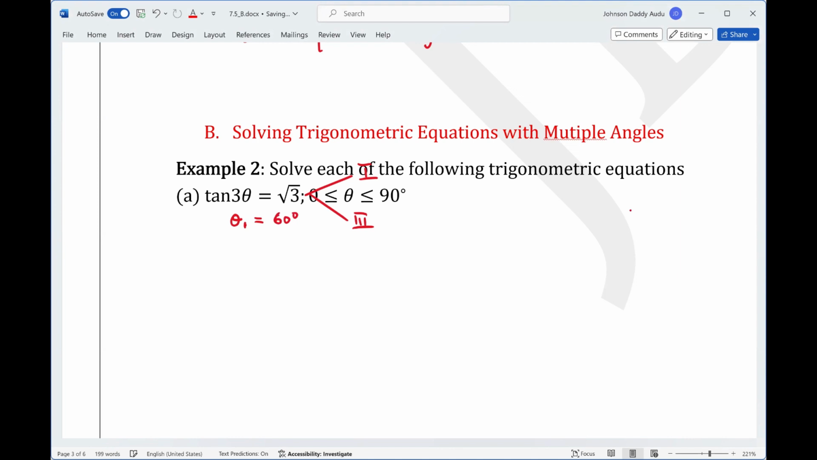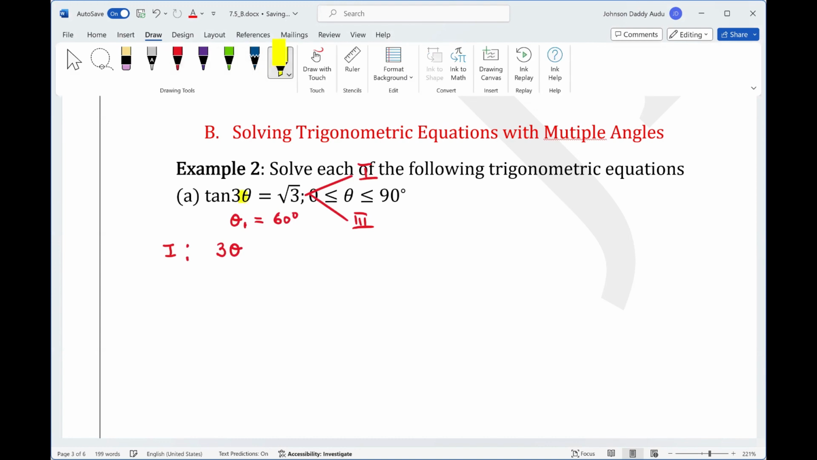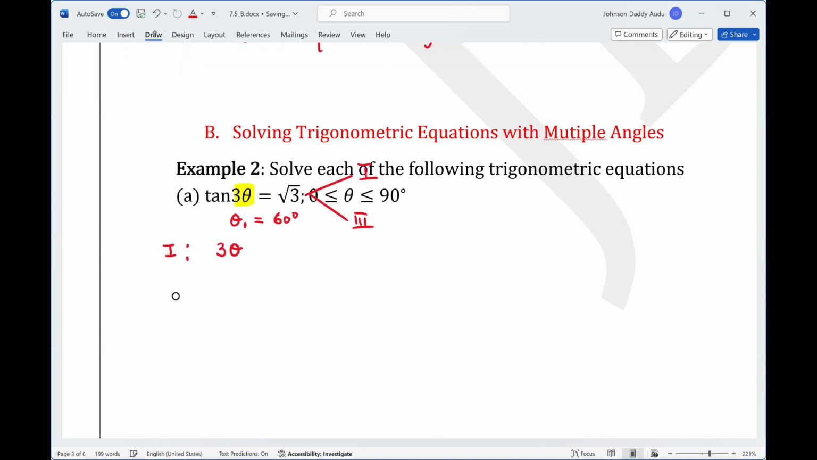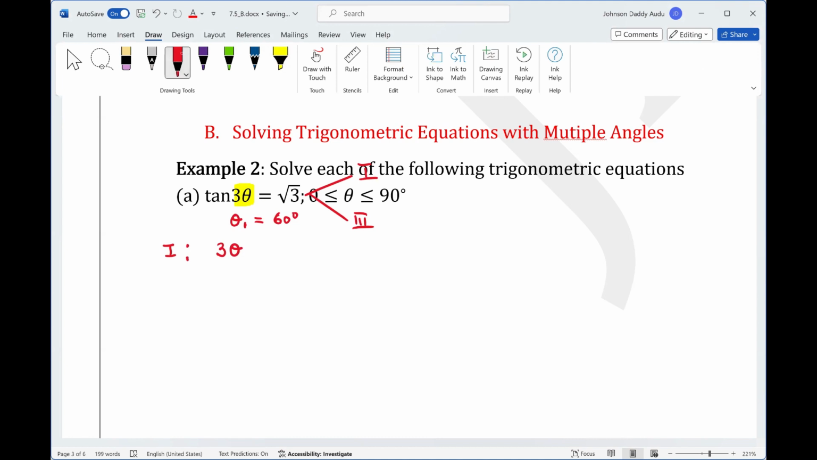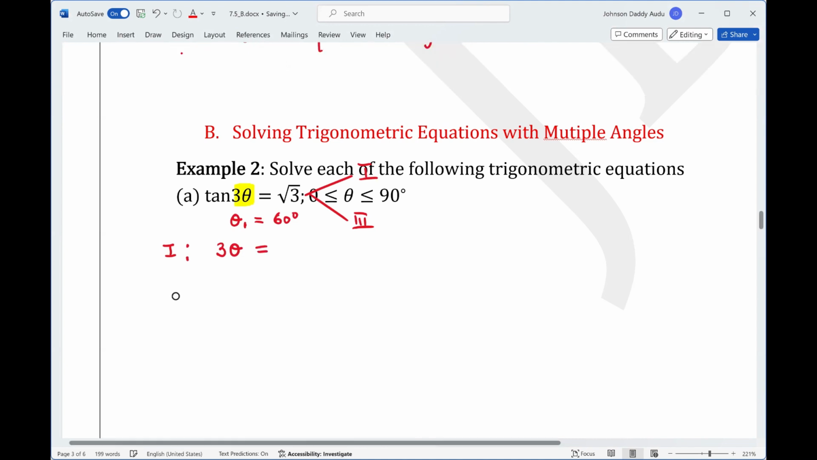But here now, once we are in the first quadrant, we're going to say our 3 theta, because here we are dealing with 3 theta, not just theta. So our 3 theta in this case is going to be the same as our reference here, which is 60. Then remember, this is tan, so we're supposed to add K pi, right? We can add K pi.